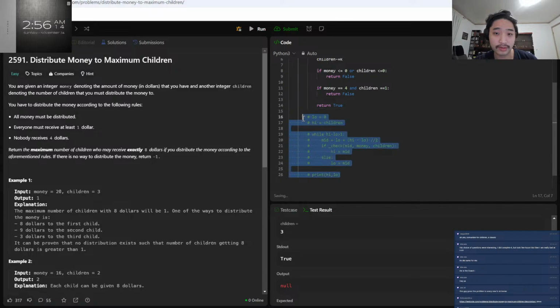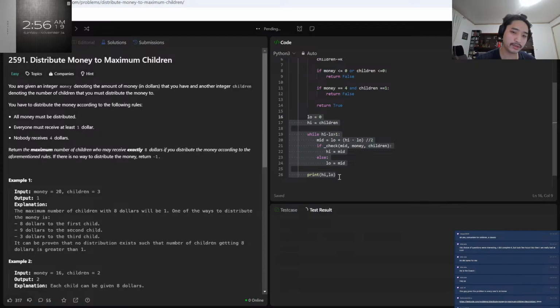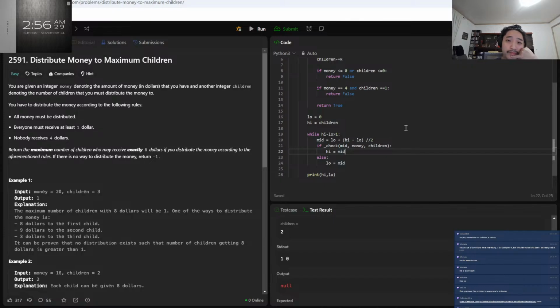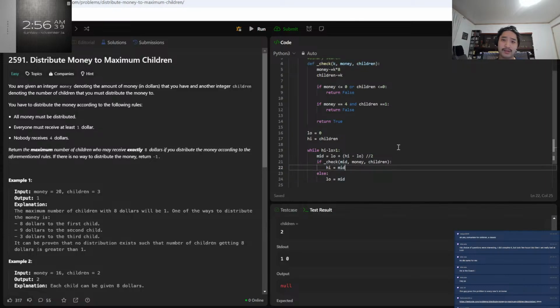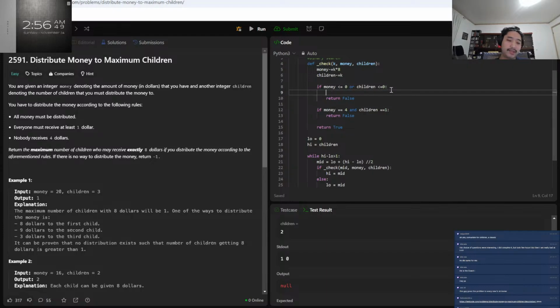And now it should return the correct value. And I could just return high. Yeah, 1. And why did this not work now? Now this is incorrect. Why? So this... Why did this turn wrong then?